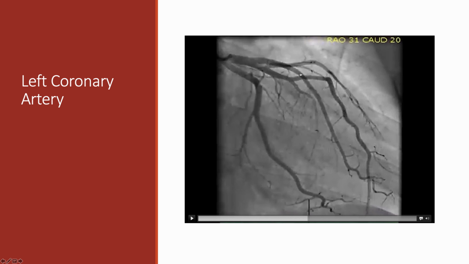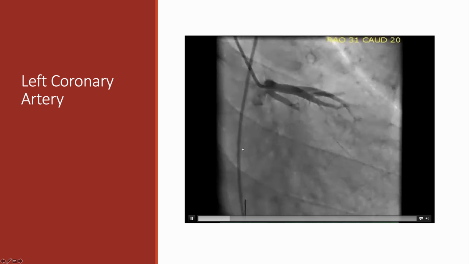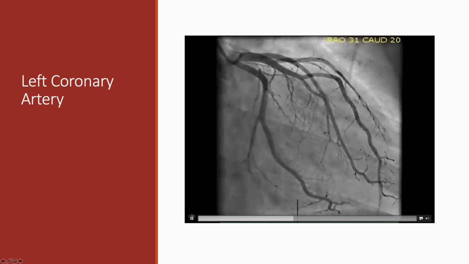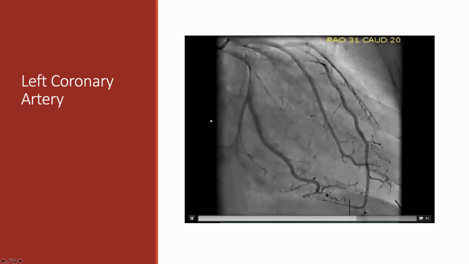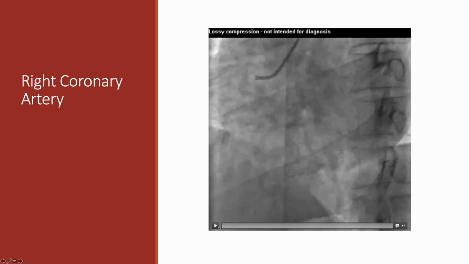And along that way, it gives off all these little branches that go down into the septum called the septal perforators. And then you also have these vessels that go off along the other side, and these are called the diagonals. On the circumflex side, the circumflex gives rise to these big vessels here called the obtuse marginals. And here's a little tiny obtuse marginal here. On the right coronary artery, it looks like this.